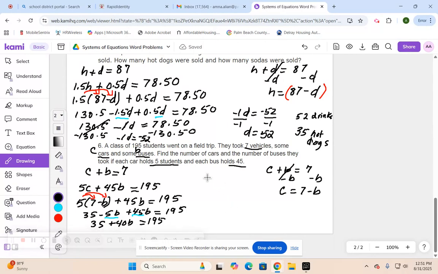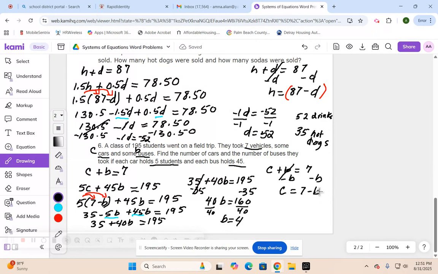I'm going to have to copy the last equation up here because I ran out of room to work, and finish from here. So subtract 35 from both sides. We have 40B equals 160. Divide by 40. B equals 4. Okay, so B, remember, B represents the number of buses. That means they took 4 buses.